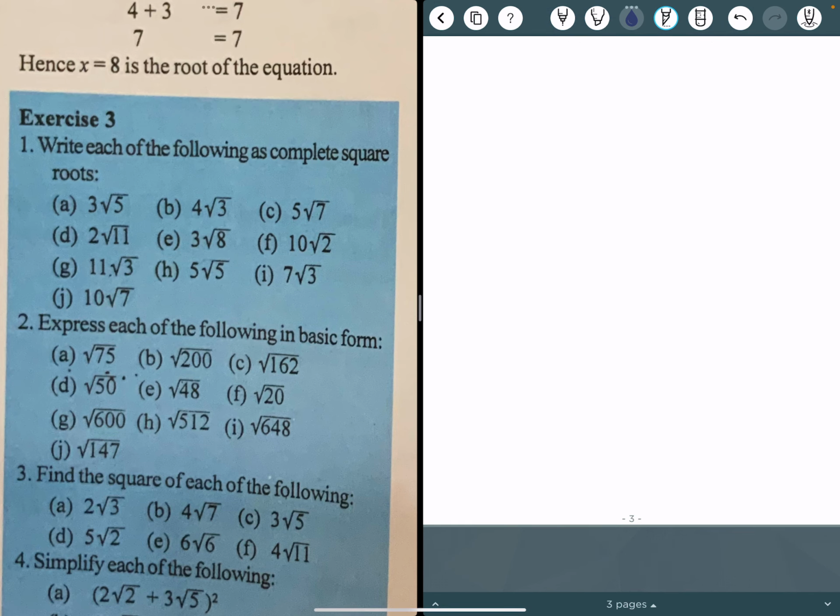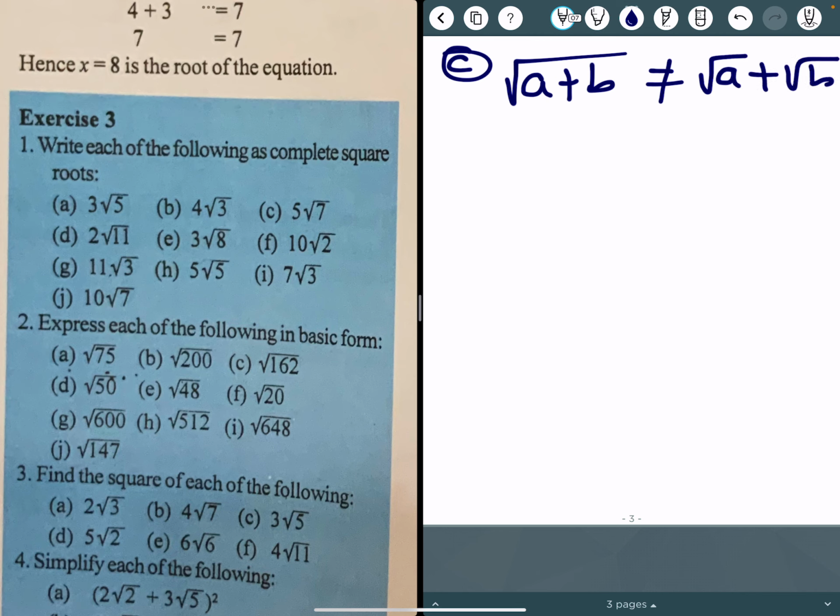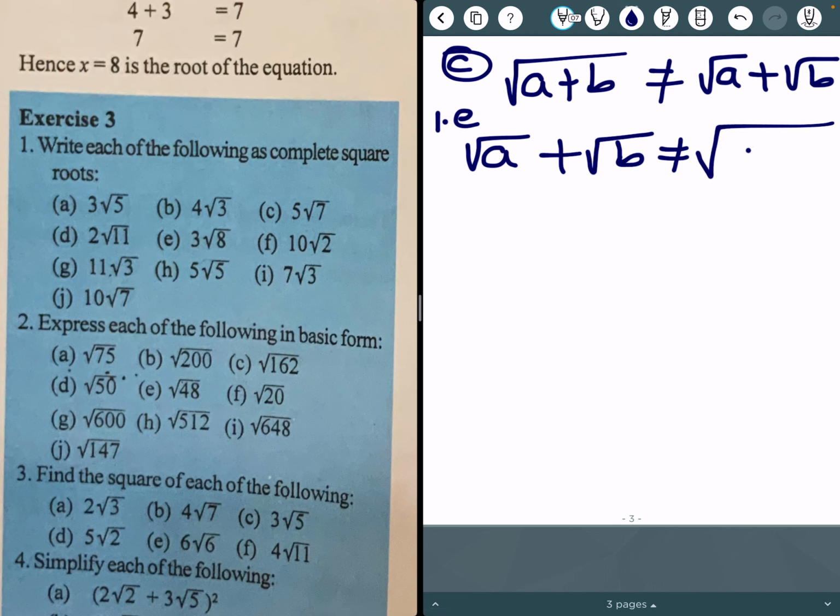The third one: root A plus B is not equal to root A plus root B. This is another rule of surds. I can also write it as root A plus root B is not equal to root A plus B.